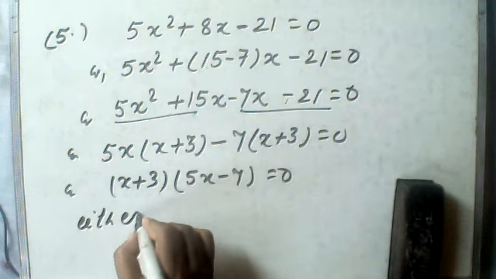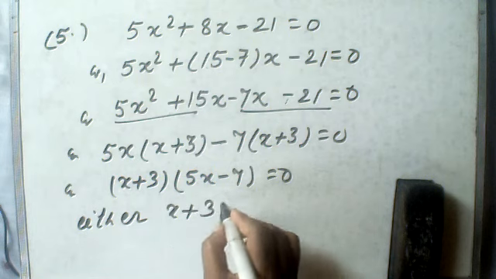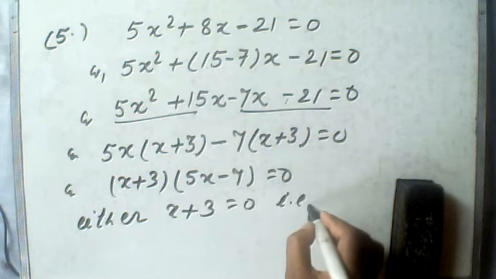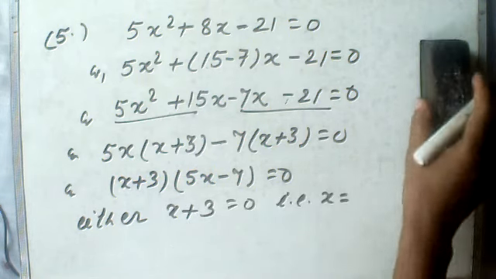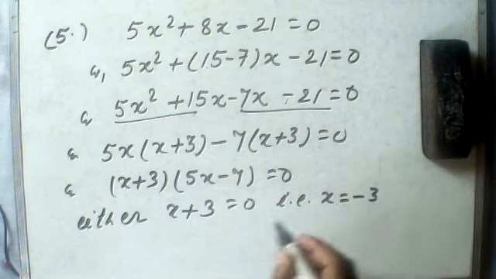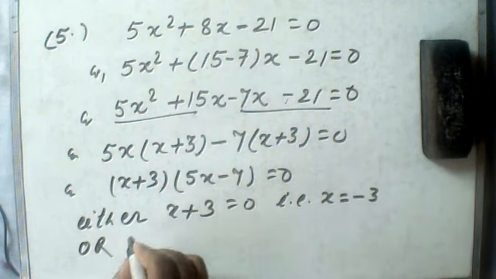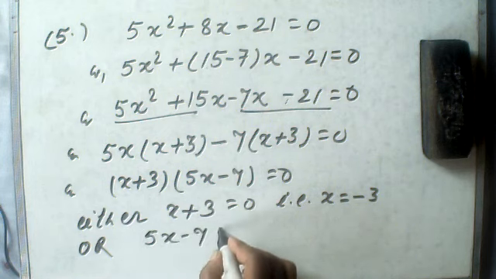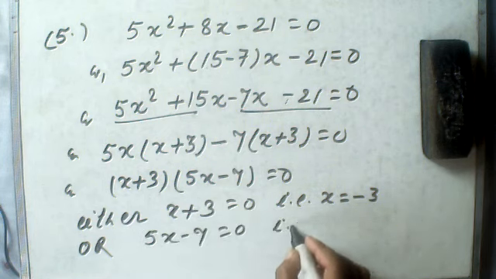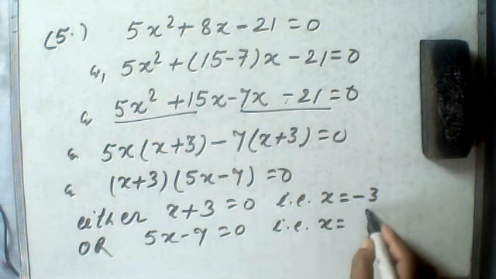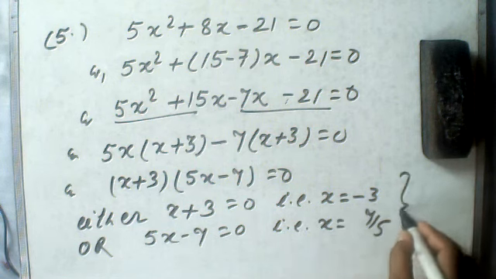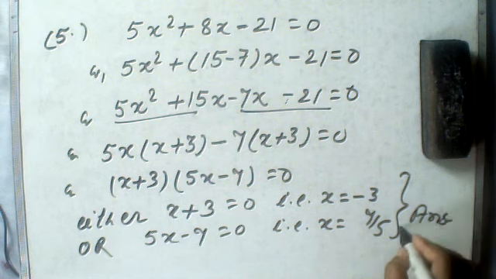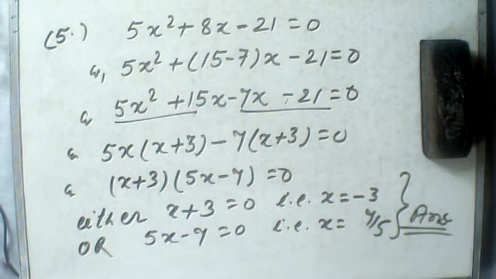Either x plus 3 is equal to 0, that is, x is equal to minus 3, or for the second factor, 5x minus 7 is equal to 0, that is, x is equal to 7 by 5. These two are the solutions of the polynomial 5x squared plus 8x minus 21.